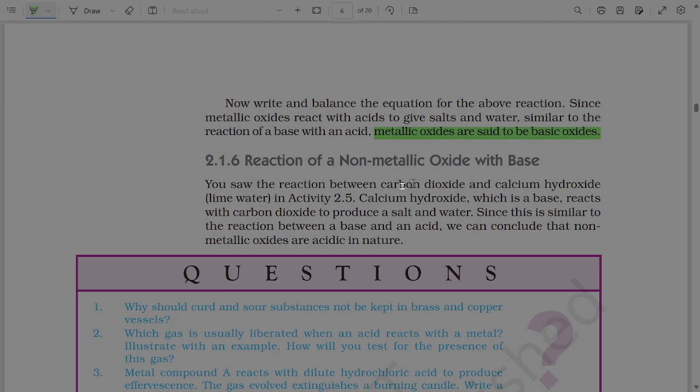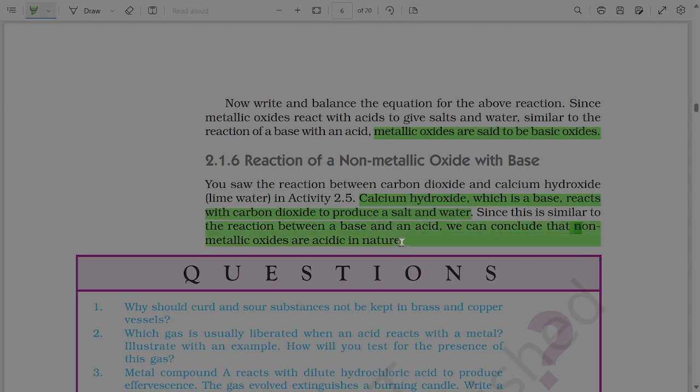You saw the reaction between carbon dioxide and calcium hydroxide, that is lime water, in activity 2.5. Calcium hydroxide, which is a base, reacts with carbon dioxide to produce salt and water. Since this is similar to the reaction between a base and an acid, we can conclude that non-metallic oxides are acidic in nature.